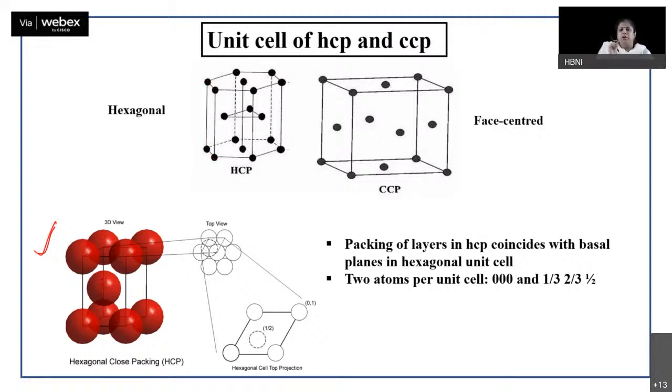When we talk about the unit cell of hexagonal close packing, the basal plane of the unit cell, and when I say basal plane, let's say if this is a cube, even though this is not the unit cell of hexagonal close packing, these are what I call the basal planes. The basal planes coincide with the packed layer. Like we showed the packing of the layer in the previous slide, layer 1, layer 2, layer 3, those layers only coincide with the basal planes of the unit cell.